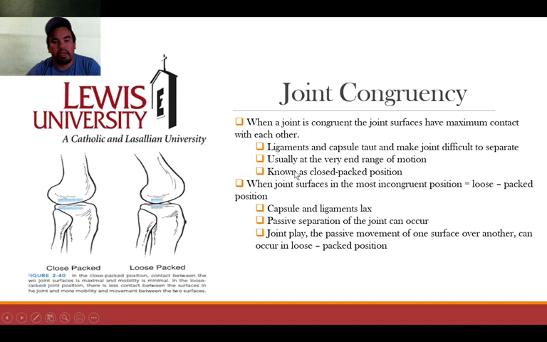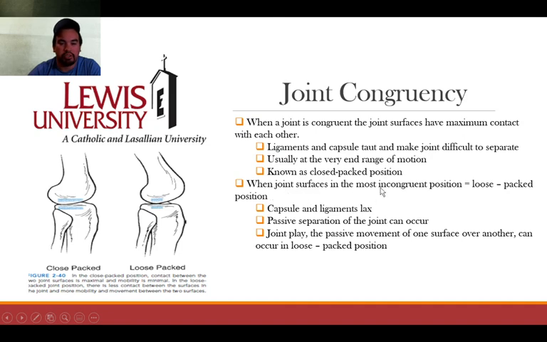Joint congruency. When a joint is congruent, the joint surfaces have maximum contact with each other. Ligaments in the capsule are taut and they make the joint difficult to separate. Usually this is at the very end range of motion, and we call this a closed packed position. So the joint surfaces have maximum contact. So that's this here. You see, this is the knee, and you see that it's all that blue. That's the amount of contact on bone. Very strong, a lot of contact. The ligaments are tight, closed packed position.